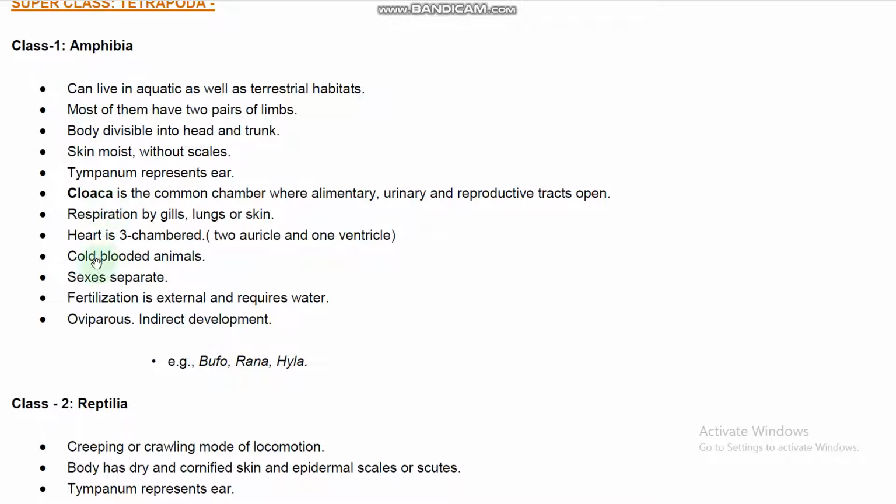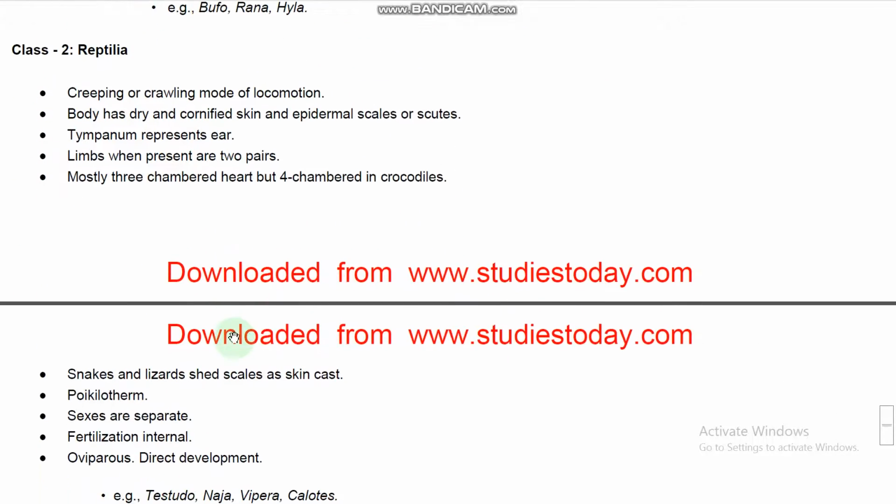Sexes are separate in amphibians, with sexual dimorphism, and fertilization is external and requires water. So fertilization takes place in water only. External fertilization, oviparous, and indirect development. So there is a larval stage. The frog larva is called a tadpole larva, right? And examples are Bufo, Rana and Hyla, right? And go through the NCERT examples also.